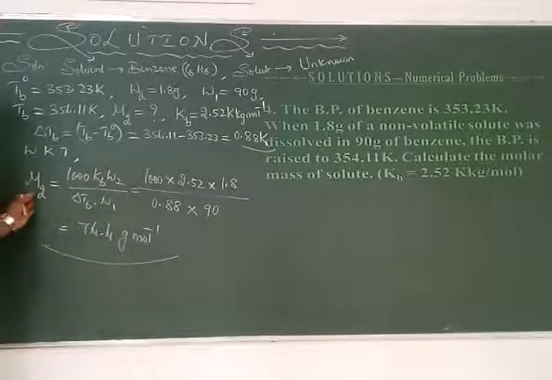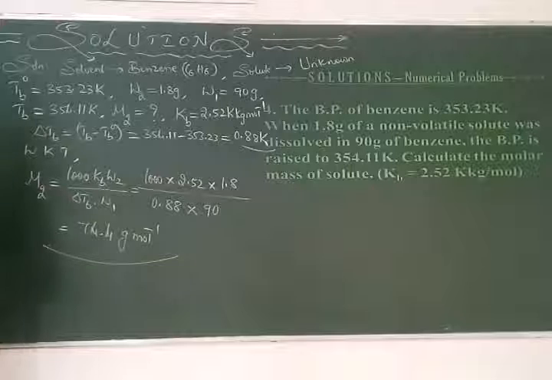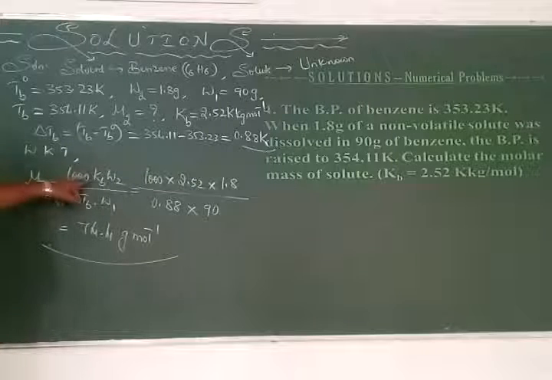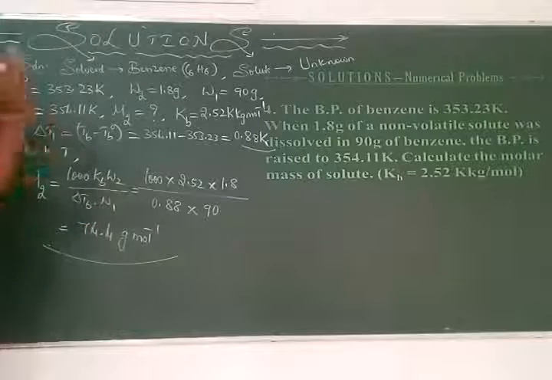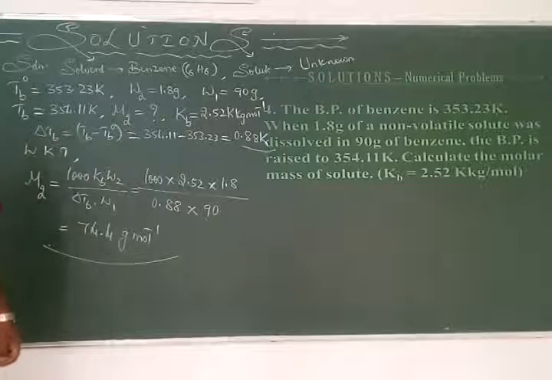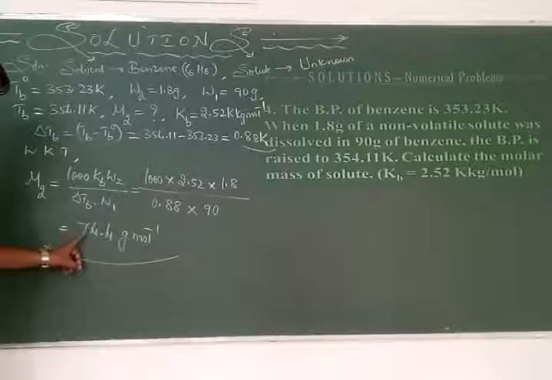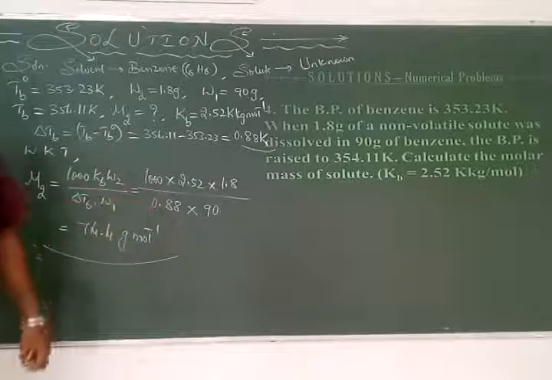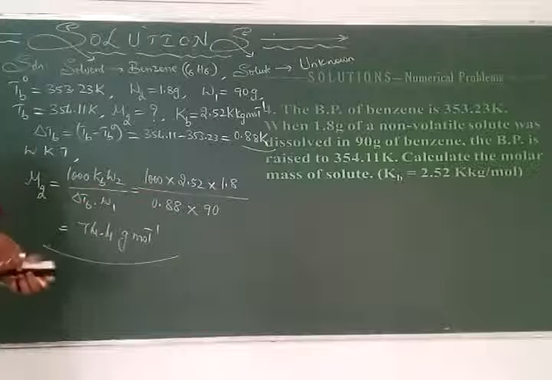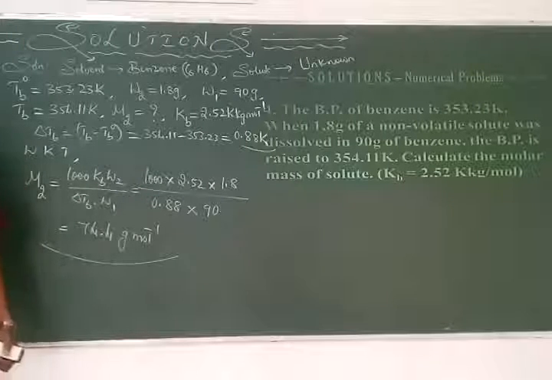So then apply the formula. What is the formula here? M2 is equal to 1000 times Kb into W2 divided by delta Tb into W1. On substitution and simplification with the help of a calculator, I will get the final answer as 74.4 gram per mole. Okay, so let's move on to the fifth one.